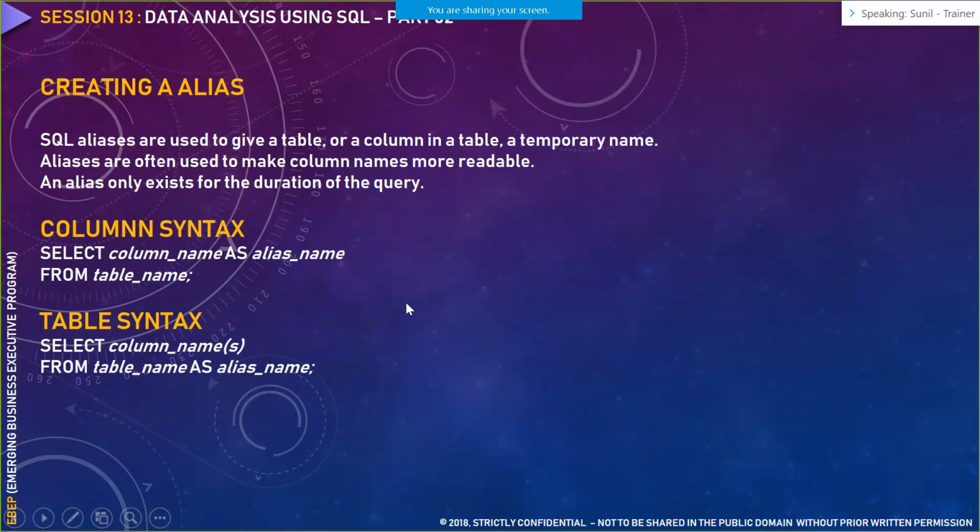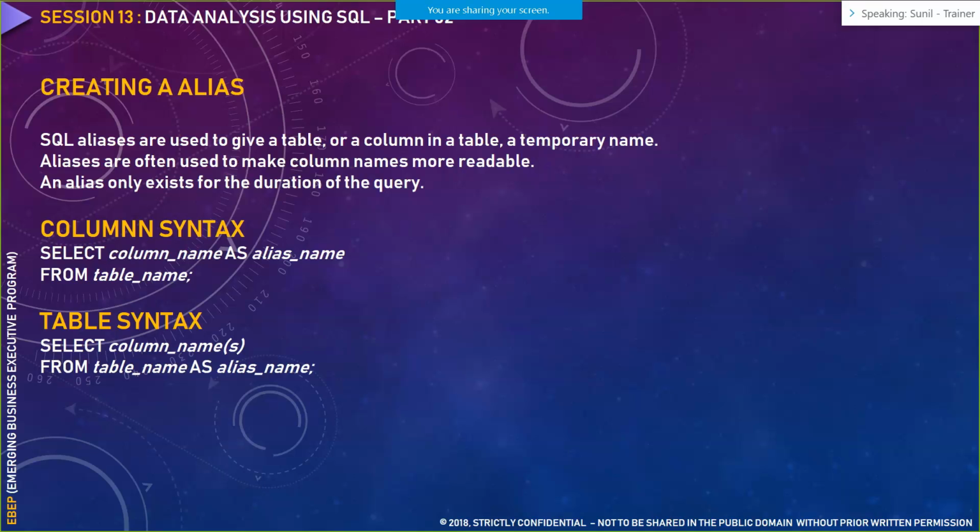Whenever we want to retrieve some information from a particular table, we use select commands. So for example, if we write select column name as something from table name, the statement or the information that you see after as is termed an alias in SQL. Now, why do we use an alias, which is a temporary name in SQL? Just to make information more readable.